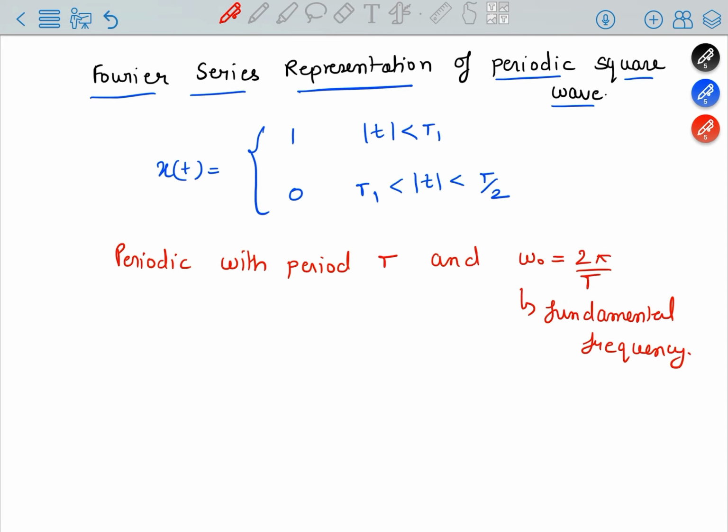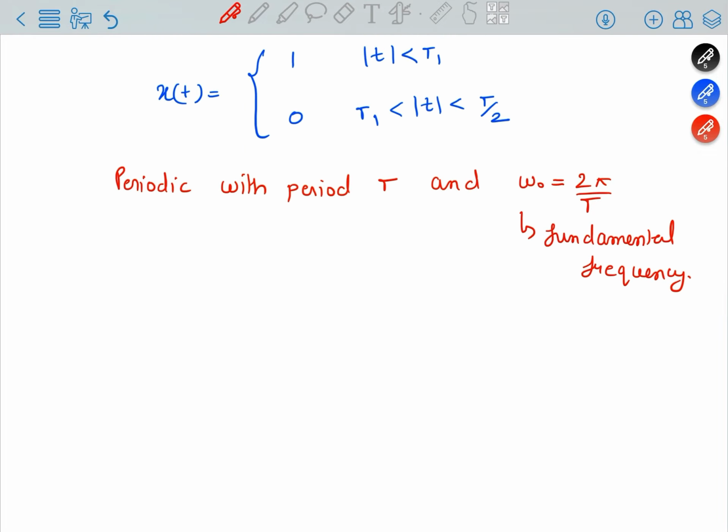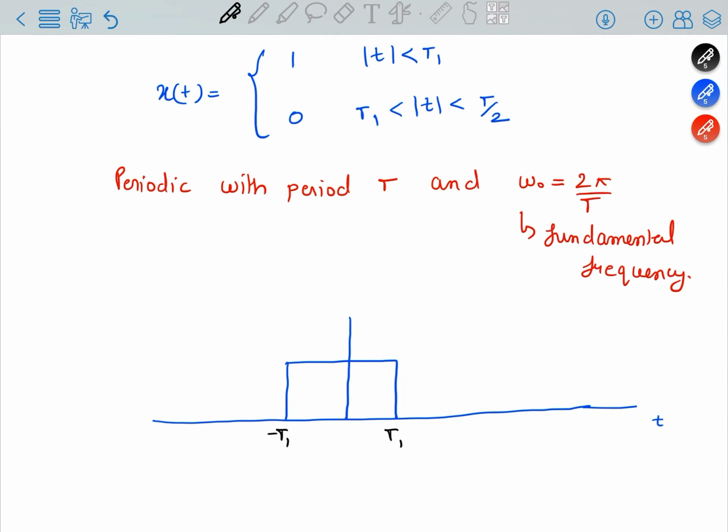So let's have a graphical representation of this signal to understand it better. From this definition we can plot the graph. So this will be your time axis, and for the interval minus T1 to T1 the signal value will be 1, and for the interval T1 to capital T by 2 the value will be 0, and similarly from minus T1 to minus T by 2 the value will be 0.